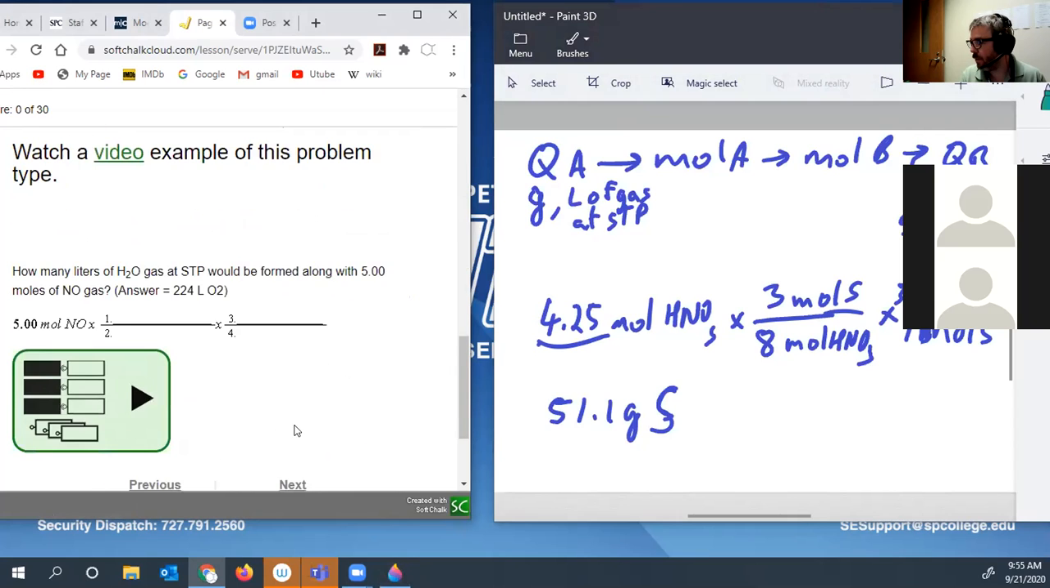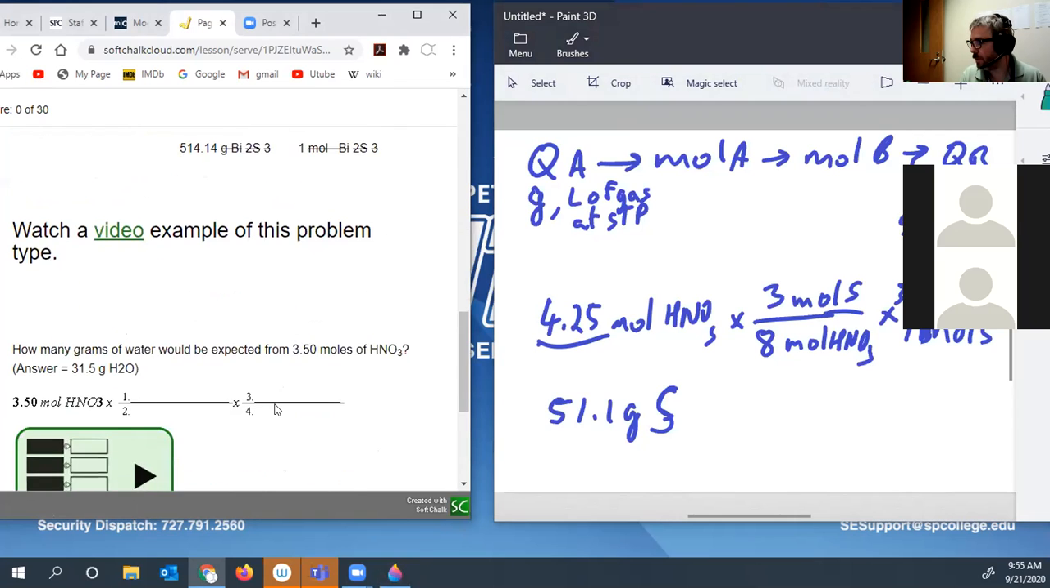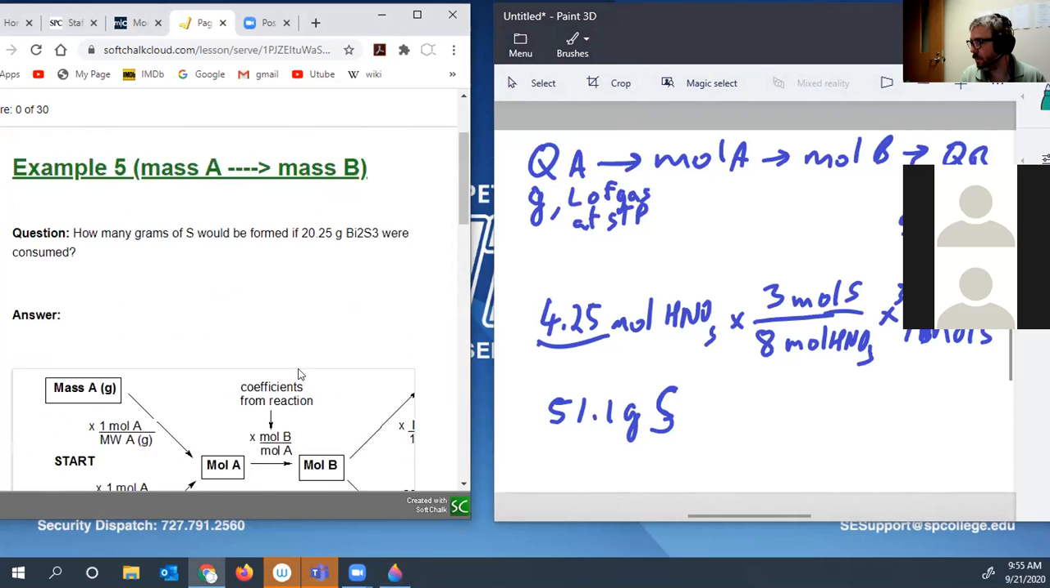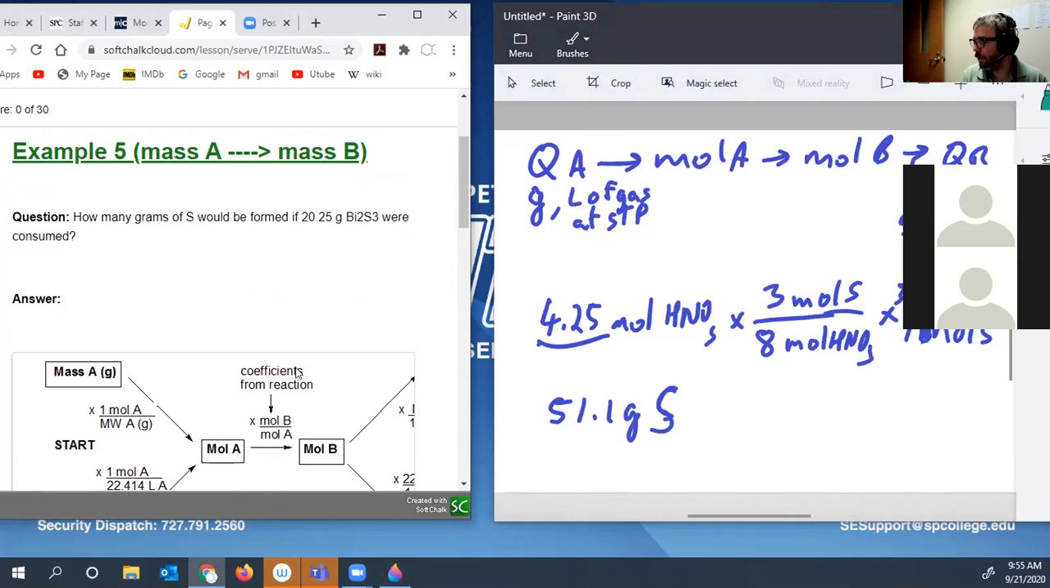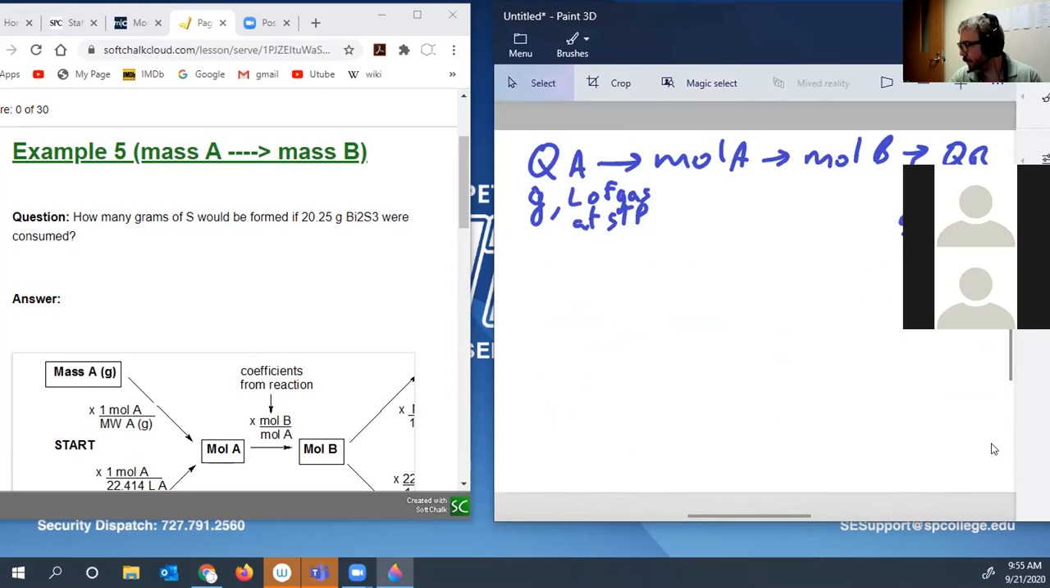Let's go on to something a little bit more difficult then, since nobody had any questions about that. All right, what if we're going from grams to grams? Now, per the flow chart, if we're starting out with grams, we have to go to moles, and then we have to go to moles, and then we have to go to grams. So grams of A goes to moles of A, goes to moles of B, goes to grams of B. A is always what we're starting with, B is always what we're finishing with. So that makes it fairly easy.